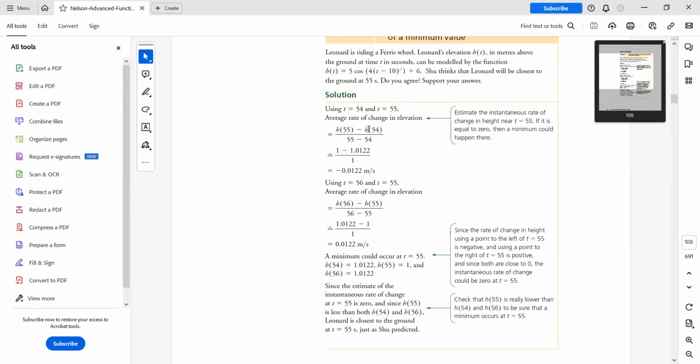Okay, so please take a moment to copy down the solution for your further reference.